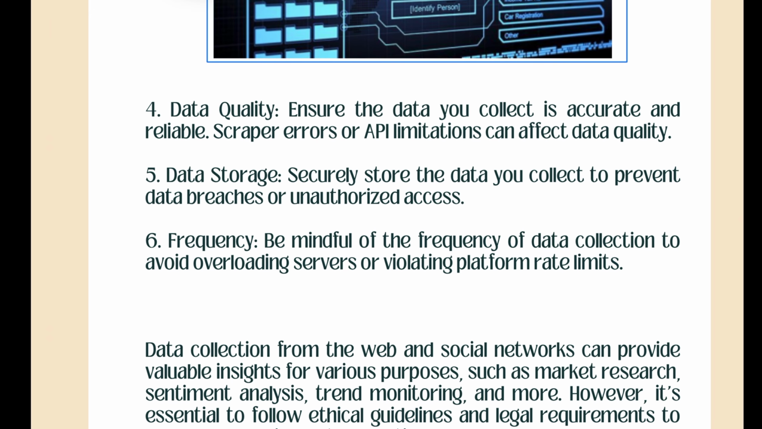Fourth one is data quality. Data quality ensures that the data you collect is accurate and reliable. Scraper errors or API limits can affect the data quality. Next is data storage. Data storage is to securely store the data you collected to prevent data breaches or unauthorized access. Next is frequency. Be mindful of the frequency of the data collection to avoid overloading servers or violating platform rate limits.